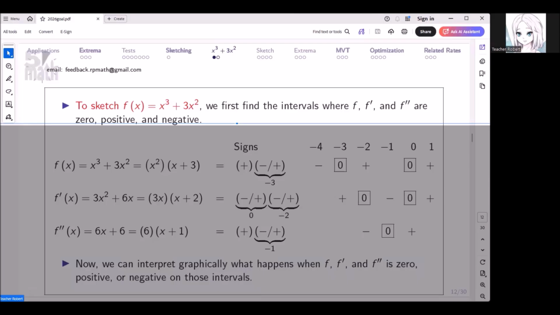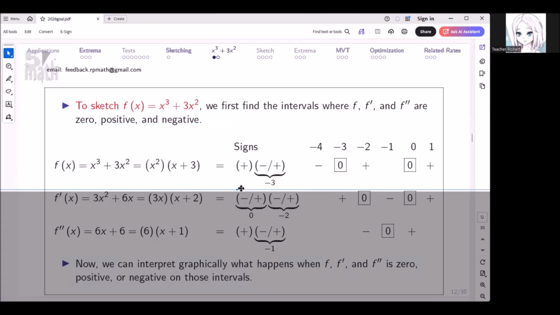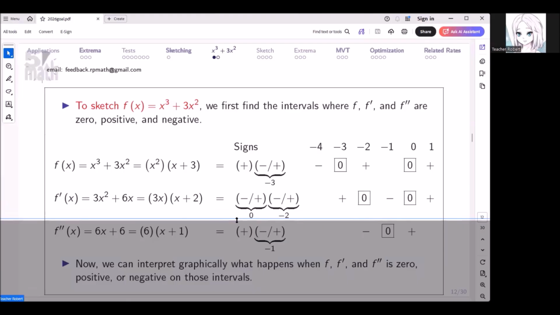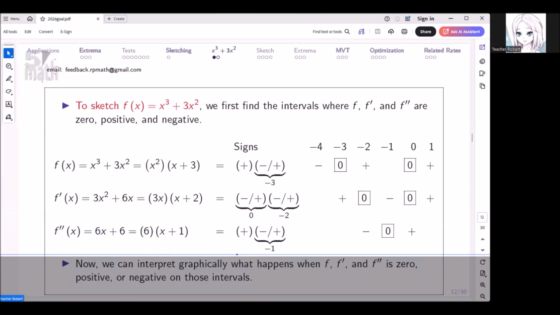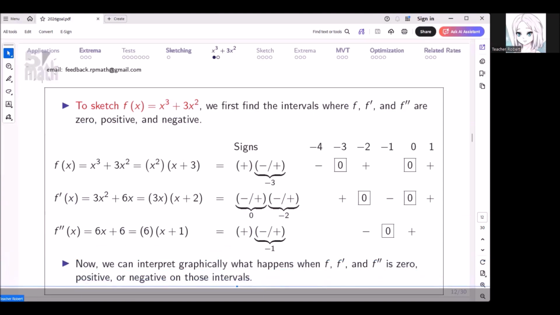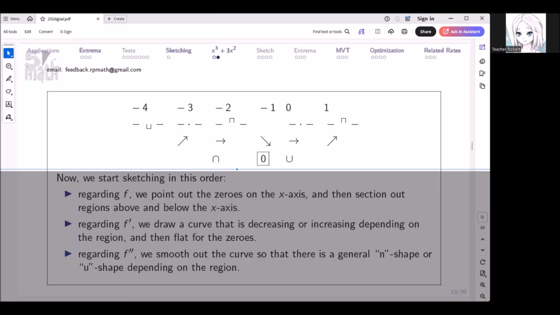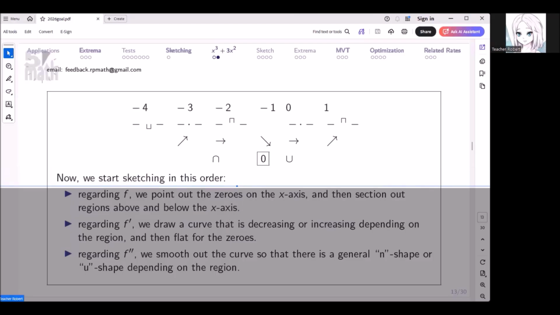To sketch f of x equals x cubed plus 3x squared, we first find the intervals where f, f prime, and f double prime are 0, positive, and negative. F of x, f prime of x, f double prime of x. Now we can interpret graphically what happens when they are 0, positive, or negative on those intervals. Here's a diagram. Now we start sketching in this order.